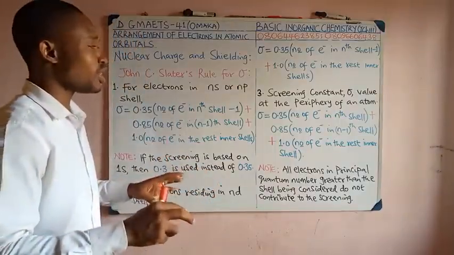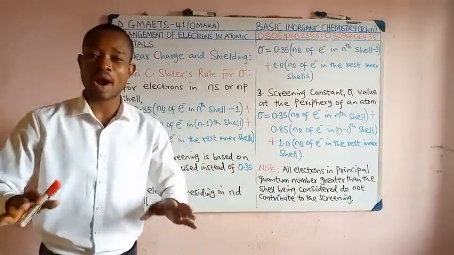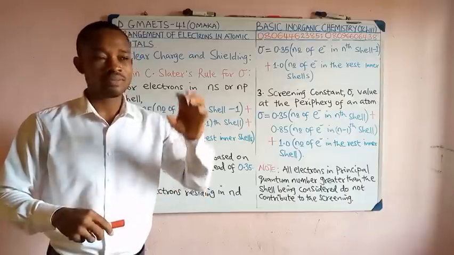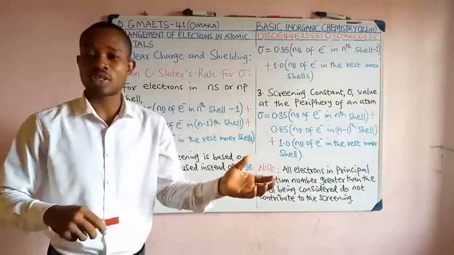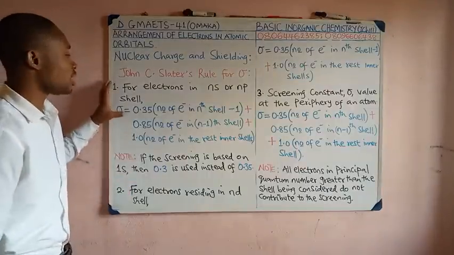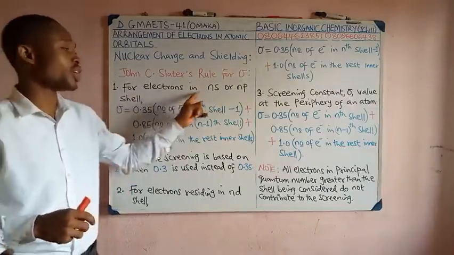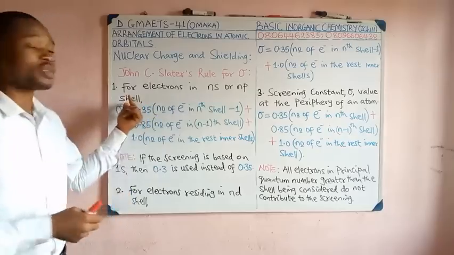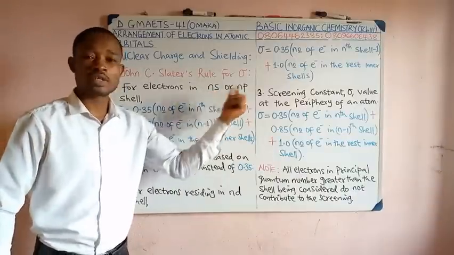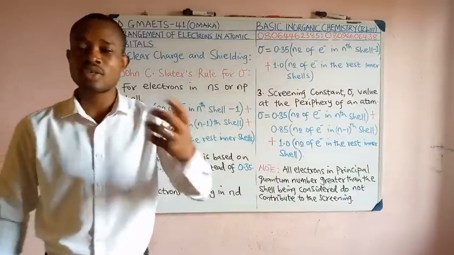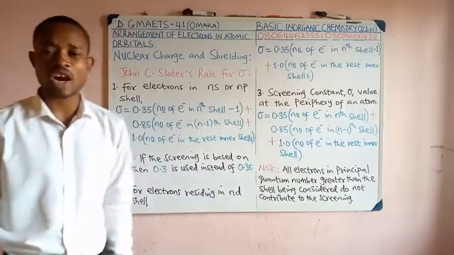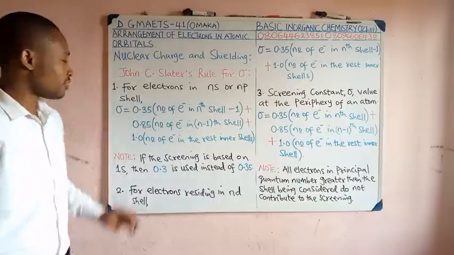Please take note that it's required that you memorize these rules, so that when a problem is given to you, based on the subshell that the question is asked on, you would know the one to use. The first one is Slater's rule for electrons in the ns or np subshell. Simply, for any electron in the S subshell or P subshell, you are asked to calculate the screening constant value, for which you can obtain the effective nuclear charge. What would you do? So this is the formula.